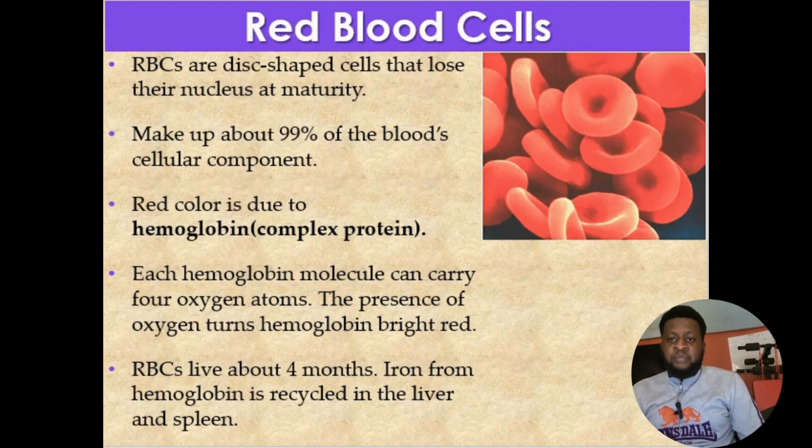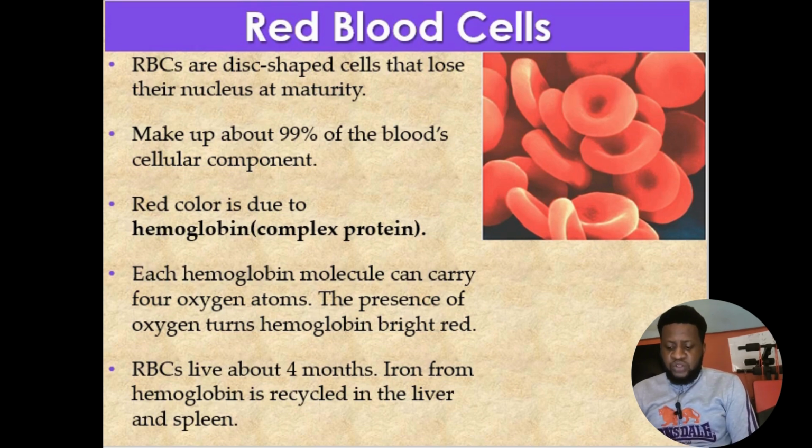Let's look at the blood. In the body we have four main components. So we have the red blood cell, the white blood cell, the platelets, and the plasma. So let's look at each of these blood cells and look at their structural differences and their features and characteristics as well.